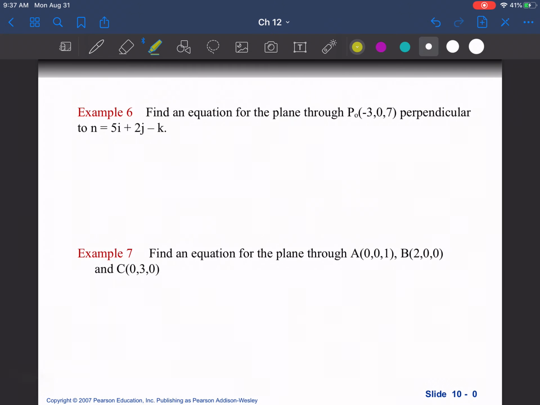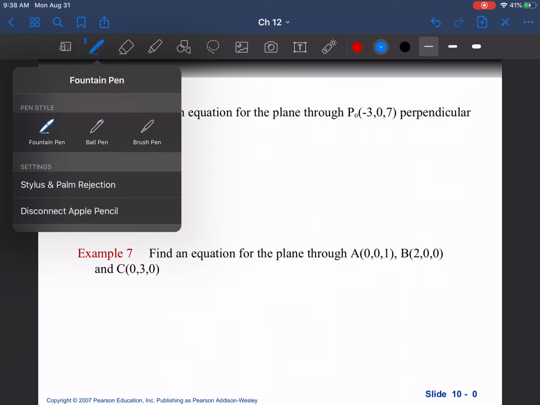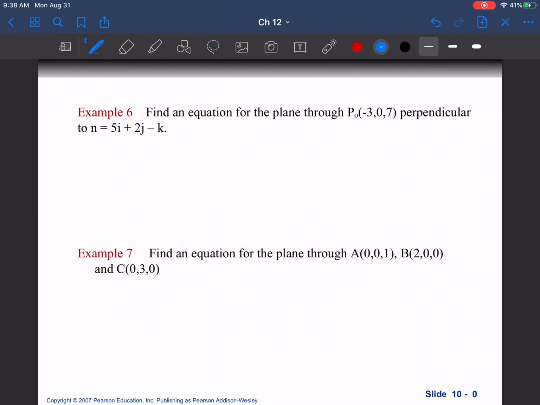We want to find an equation for the plane through P naught, (-3, 0, 7) is the point, and it's perpendicular to this line here. So again, we're going to go with this vector n dotted with P naught P must equal 0. And so that means that 5i plus 2j minus k, this vector here, dotted with P naught P.